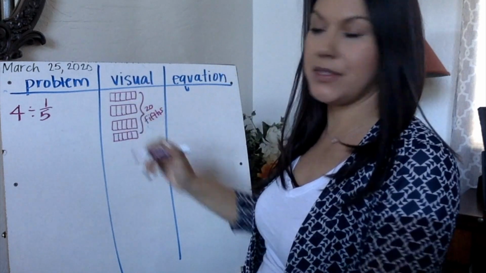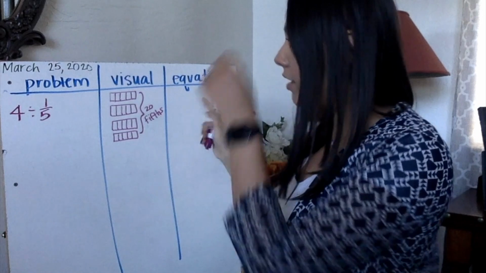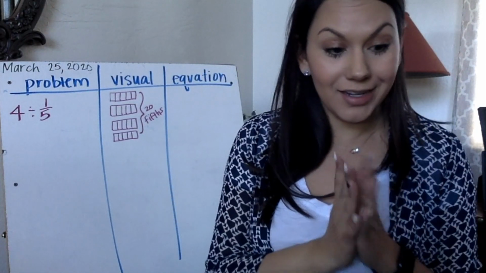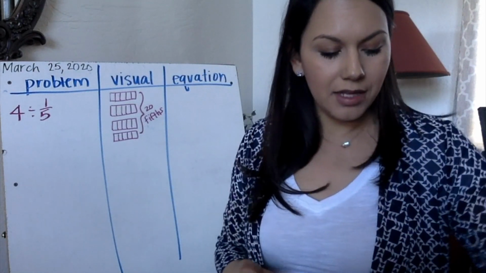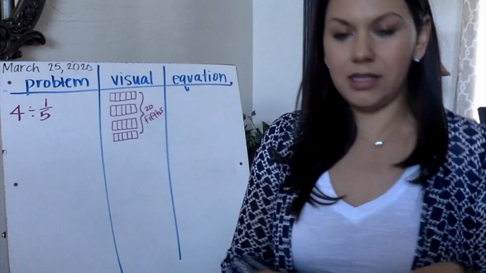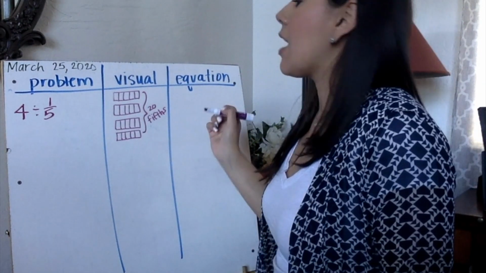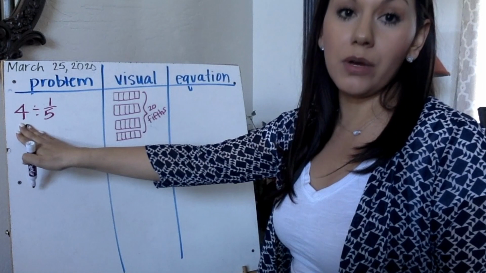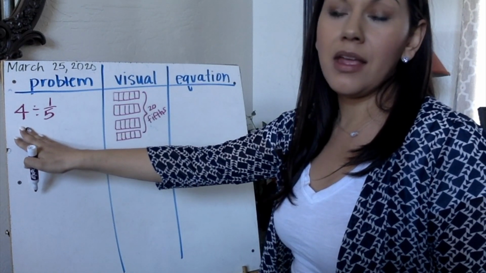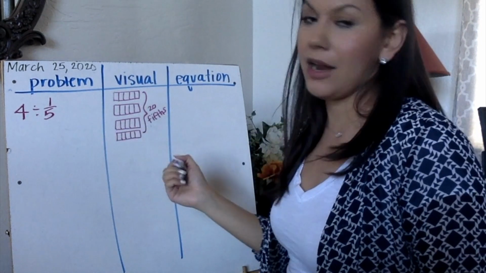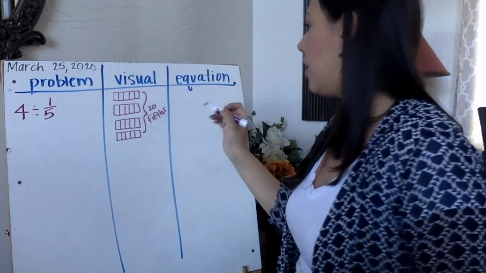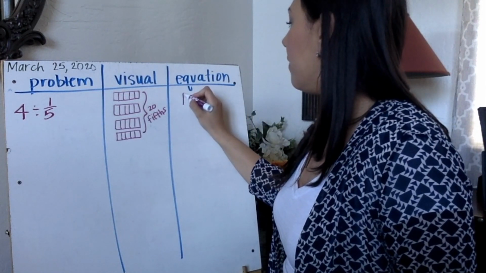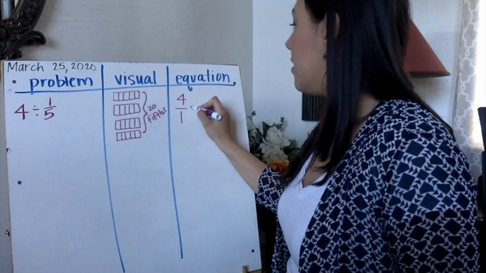There's 20 fifths here. Now our equation, what we're going to do here, get ready. I'll keep this. We are going to make our 4 into an improper fraction. And how do we do that? We put it over 1. So I'm going to put 4 over 1.